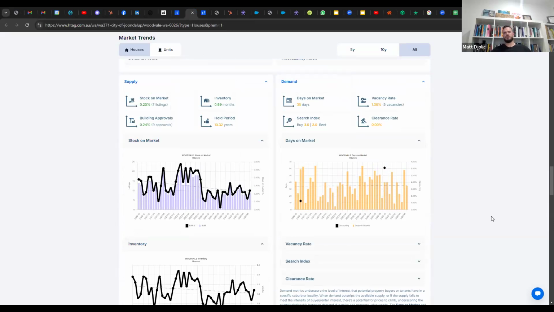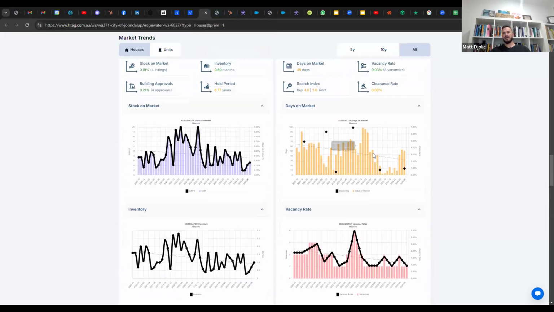Now, which one would I choose? Because Perth is at the end of the cycle, I would choose Edgewater. But if Perth was at the beginning of its cycle, I would use this one because it's still not a hot market in the sense that the days on market is flat. When the days on market is reducing dramatically, like in this instance, it becomes very hard to source real estate.